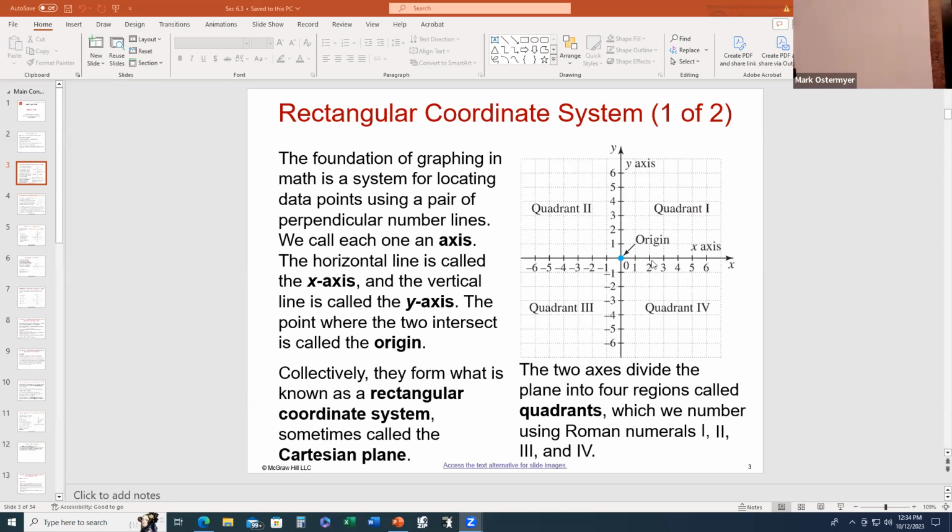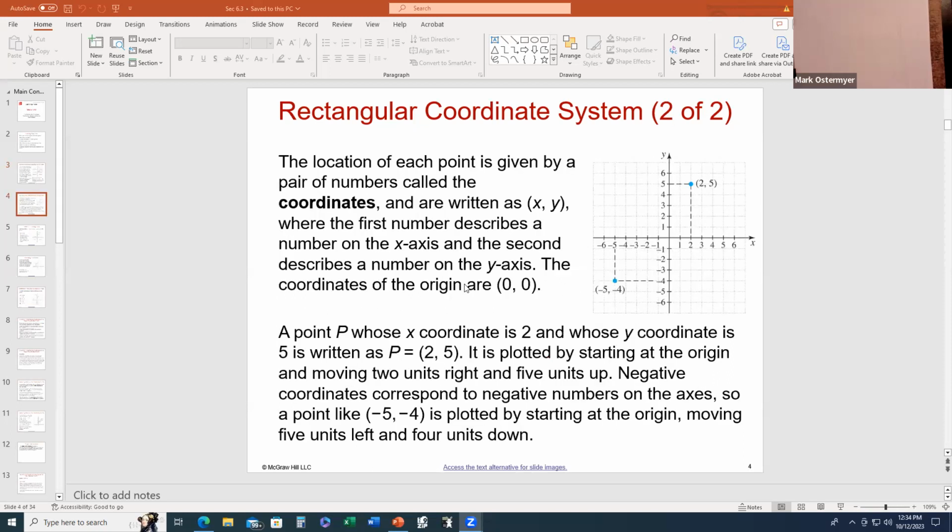Notice if you go to the right on the x-axis, you're moving in a positive direction. If you go to the left, you're moving in a negative x direction. If you go upwards on the vertical axis, you're moving in a positive y direction. And if you go downwards on the y-axis, you're moving in a negative y direction.